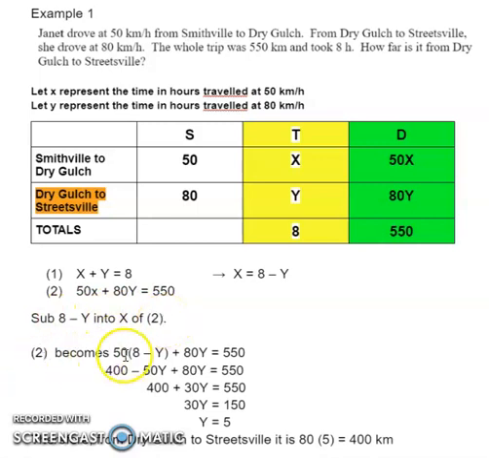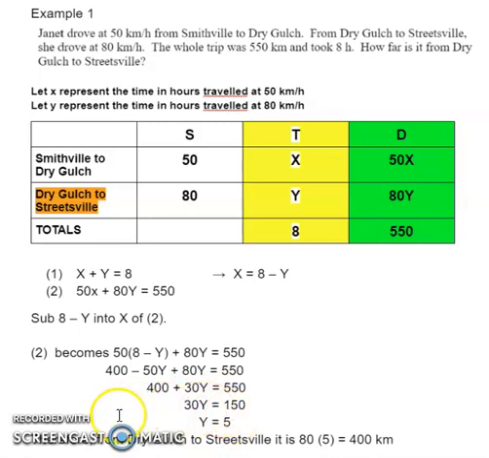Equation number 2 becomes 50 times (8 minus y) plus 80y is equal to 550. Distribute, so 50 times 8 is 400, 50 times negative y is negative 50y, plus 80y equals 550, and then 400 plus 30y is obtained by negative 50y plus 80y equals 550. Subtract both sides by 400, and then you get 30y is equal to 150. 150 divided by 30 is 5, so y equals 5.